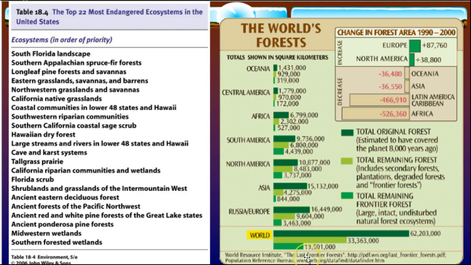amount on those continents about 8,000 years ago. And then the light green is how much we have now. So you can see that forests around the world are decreasing in size. And that means that we're not able to use those resources from them.